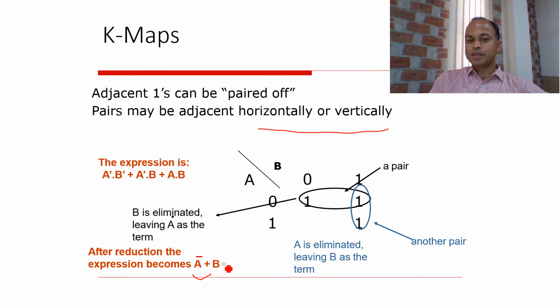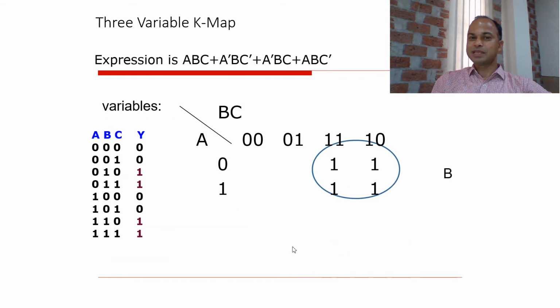So therefore, we have written here B. In this way, we can also simplify our Boolean function. The original function was this, and after simplifying, we have written it like this. So the K-map is basically used for the simplification purpose.